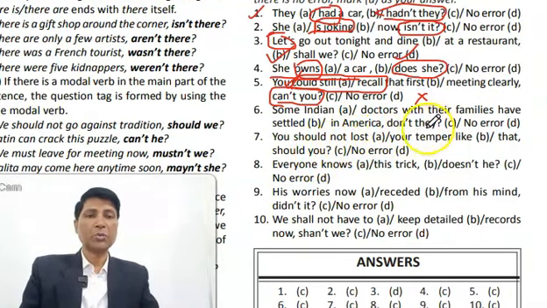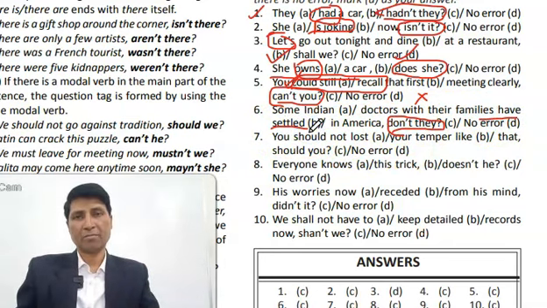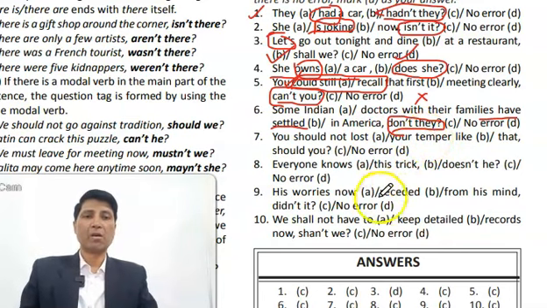Now moving on to question number 6. Some Indian doctors with their families have settled in America, don't they? Now this is the question tag, and here so far as the verb aspect is concerned, it is in the present perfect tense. Remember the surefire shortcut trick 3. The question tag of a statement should be in the same aspect. It means in place of don't they, it should be haven't they. Now moving on to question number 7.